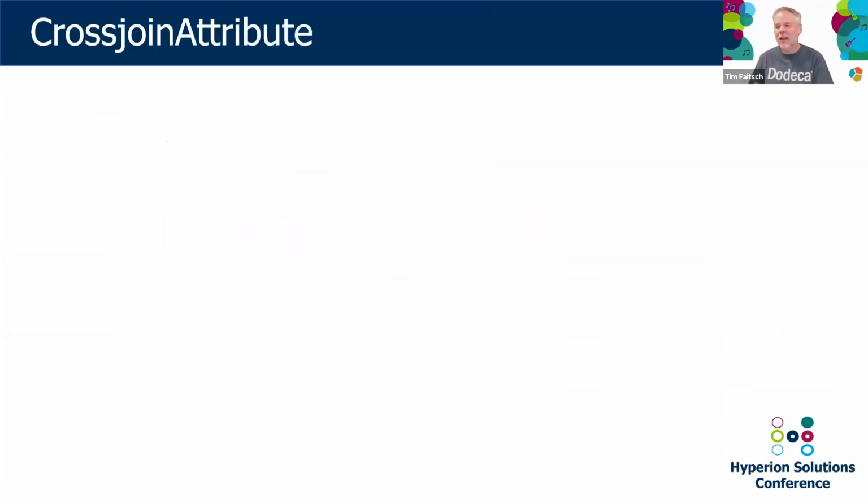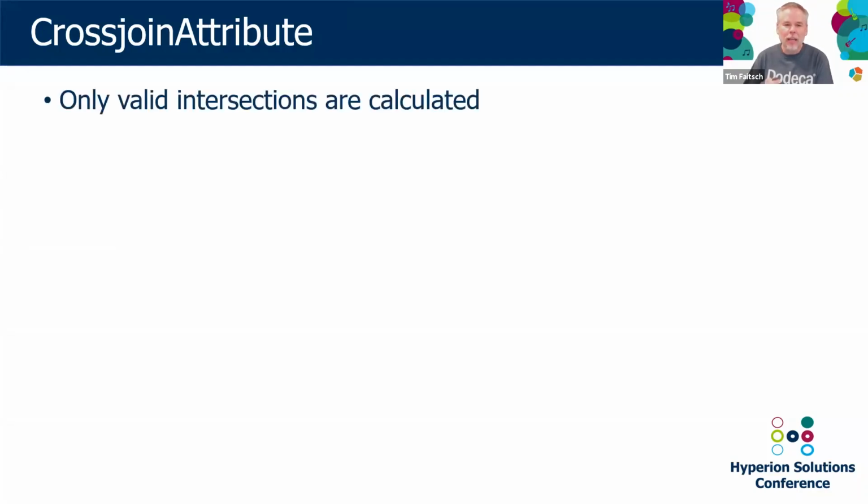Okay, so let's get to the bleeding edge, right? So far we've covered all basics and stuff that everybody knows about MDX who's spent much time at all with MDX. So what's new? There's a new function. Well, it's kind of new, right? It's called CrossJoinAttribute. It only gives back valid intersections, right? So what do I mean by a valid intersection? If I have an attribute dimension and I have that base member, that attribute is only assigned to one of those base members. So it's only going to pull back the correct attribute for that member.